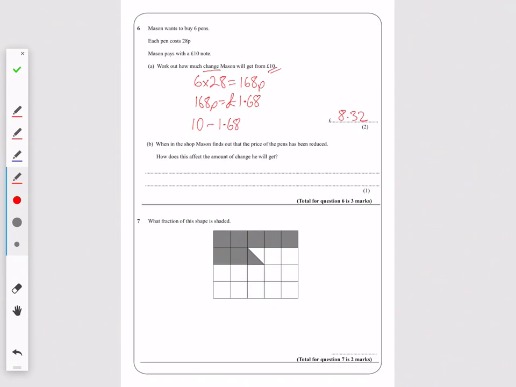Part B, when in the shop, Mason finds out that the price of the pens has been reduced. How does this affect the amount of change that he gets? Well, if they're cheaper, he's going to get more change. So he will get more change.